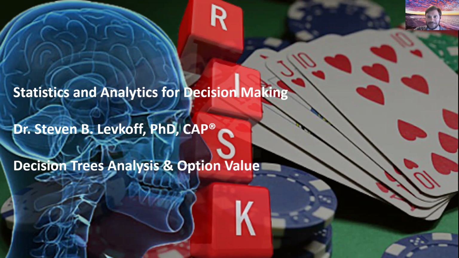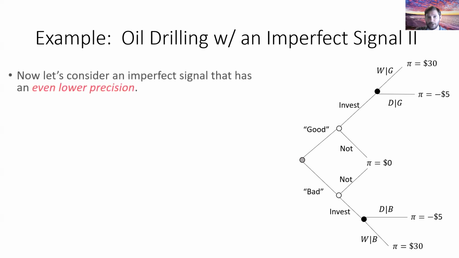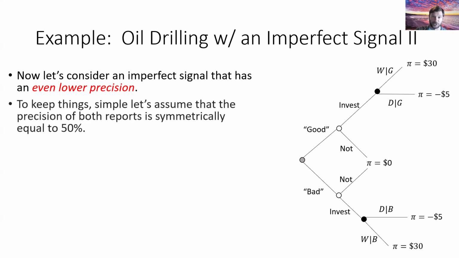What we're going to do in this segment is lower the quality of the geologist's signal even more, to even lower precision. In the last segment, the geologist's precision was 75%. In this segment, we're going to lower it down to 50%.